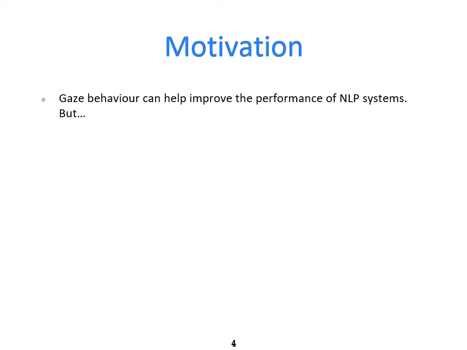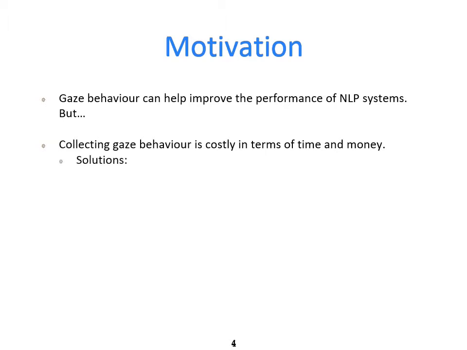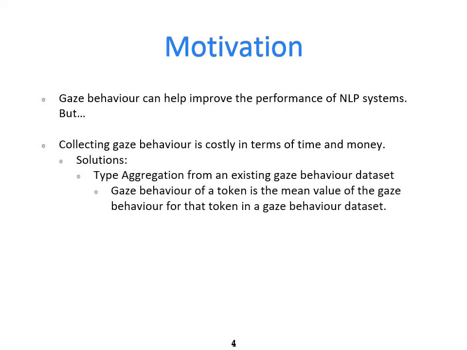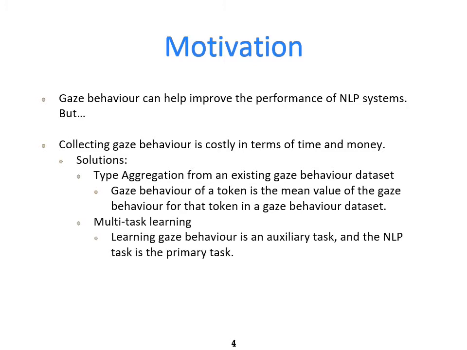So we basically know that gaze behavior can help improve the performance of NLP systems for a variety of tasks, but collecting gaze behavior is costly in terms of time and money. There are a couple of solutions. The first is type aggregation from an existing gaze behavior dataset, where the gaze behavior of each token is calculated as the mean value of the gaze behavior for that token in the dataset. And the second is multitask learning, where learning gaze behavior is an auxiliary task and the NLP task is the primary task.